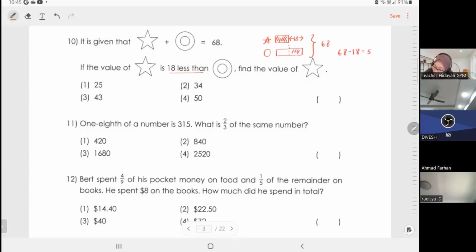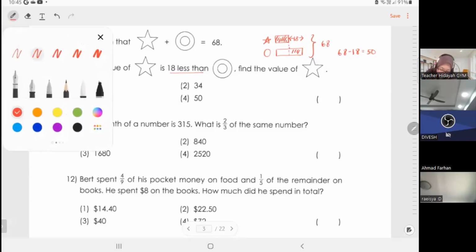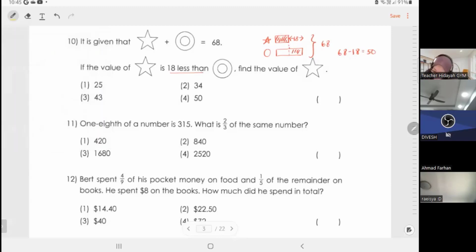Equals 50. Once you get that 50, this 50 is actually referring to this part and this part. So it will be 50 divided by 2 equals 25. Isn't that my star already? That's my star because I'm actually finding this portion already, which is 25. Number 1 is the answer.